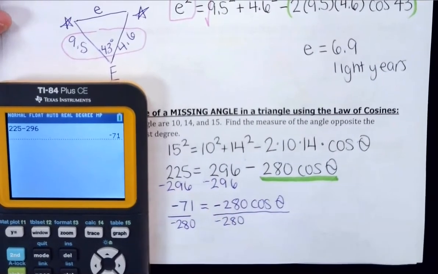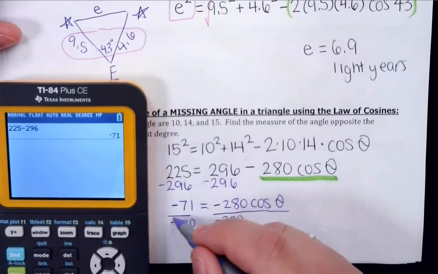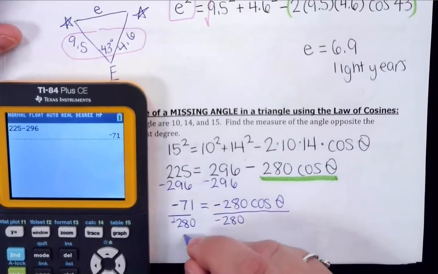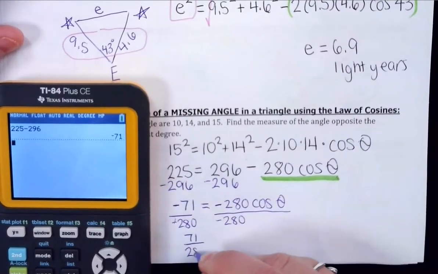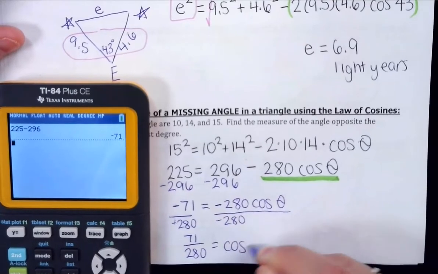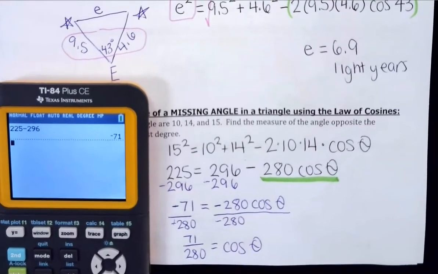Okay, now when you do this, these two negatives are going to cancel out, and so I'm going to have 71 over 280 is the cosine of this angle I'm trying to find. I labeled it with theta.